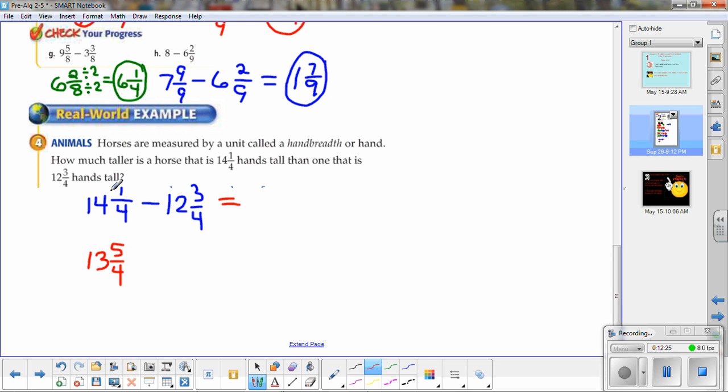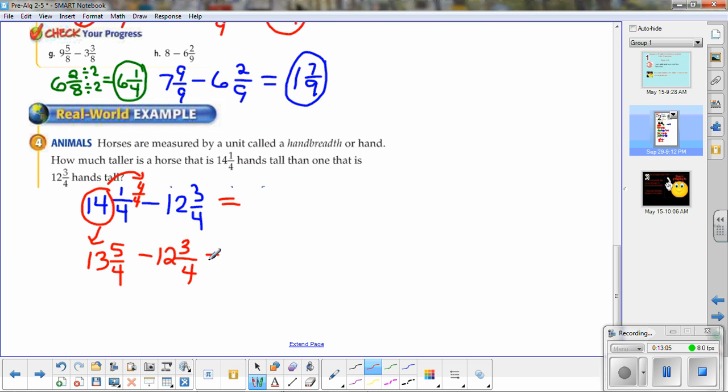Basically, what we're doing is we're taking 1 away from this 14 and making it a 13, and then we're going to move 1 whole over to the 1/4 that's already there. 1/4 plus 4/4 that I move over because I took 1 away from the 14 to make 13. When I move 4/4 over to the 1/4, 4/4 plus 1/4 is 5/4. Basically, this right here has the same value as 14 1/4. Now we should be able to go and subtract.